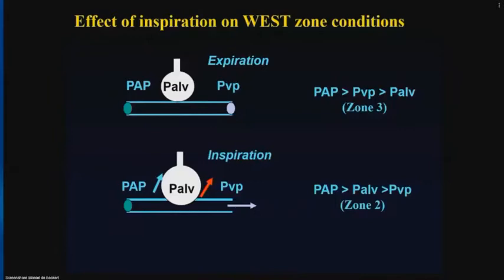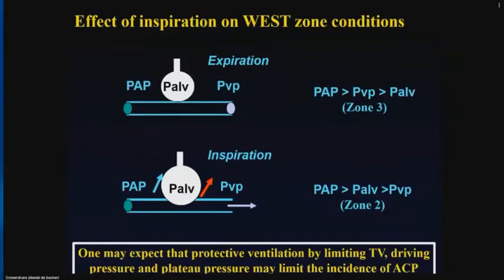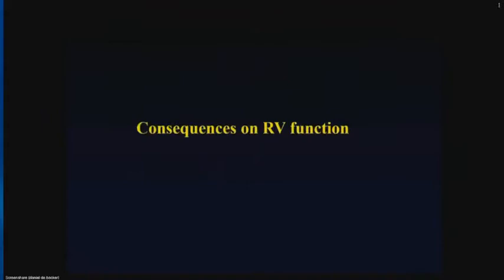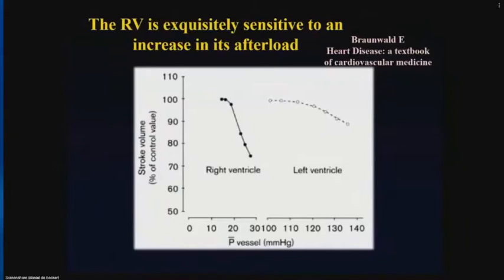So one may expect that the protective ventilation that we apply in many patients by limiting tidal volume and, of course, limiting driving pressure and plateau pressure may limit the incidence of acute cor pulmonale. But what are exactly the consequences on the right ventricle function? Well, the problem is that the right ventricle is very sensitive to an increase in its afterload. These are data from Rhone 1 showing that indeed the right ventricle decreases stroke volume for a minimal increase in the pressure in the pulmonary artery.